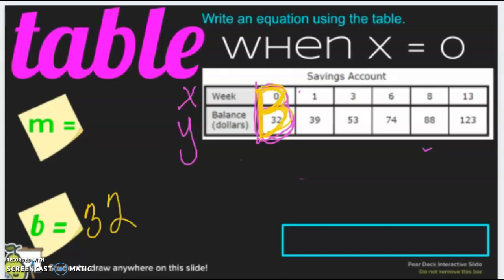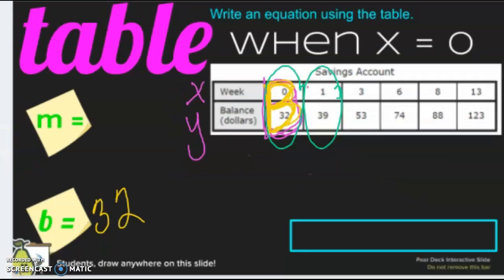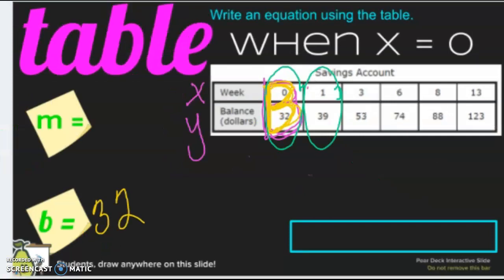So for slope, I'm going to pick 2 points to use and use my formula. I'm going to put it down here. I'm going to use this point. I circled in green the 2 points I'm going to use. So if I use my slope formula, I'm going to do 39. Okay, why is that happening?